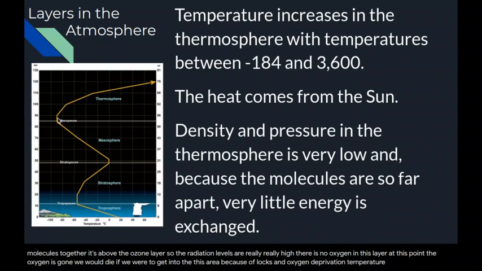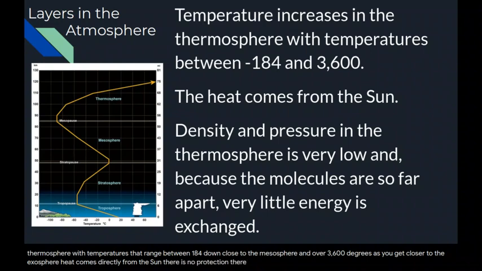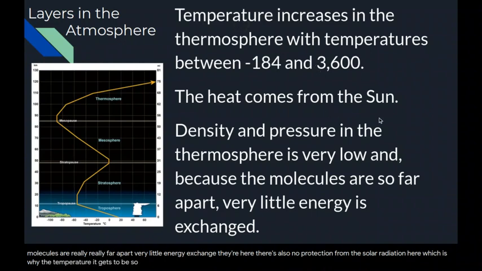Temperature increases in the thermosphere, with temperatures that range between 184 down close to the mesosphere and over 3,600 degrees as you get closer to the exosphere. Heat comes directly from the sun. There is no protection there. The density and pressure in the thermosphere are very low. Molecules are really, really far apart. Very little energy exchange here. But there's also no protection from the solar radiation here, which is why the temperature gets to be so high in this layer.